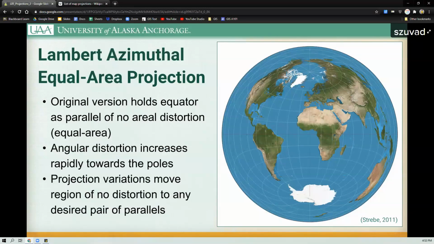And then this is a fairly famous planar system, an equal area planar system, holding the equator as the parallel of no areal distortion. But obviously the angular distortion gets severely increased as you head towards the poles. You don't see it as much in Antarctica because you don't have a lot of surrounding continents to express it with, but you can definitely see it in the Arctic.